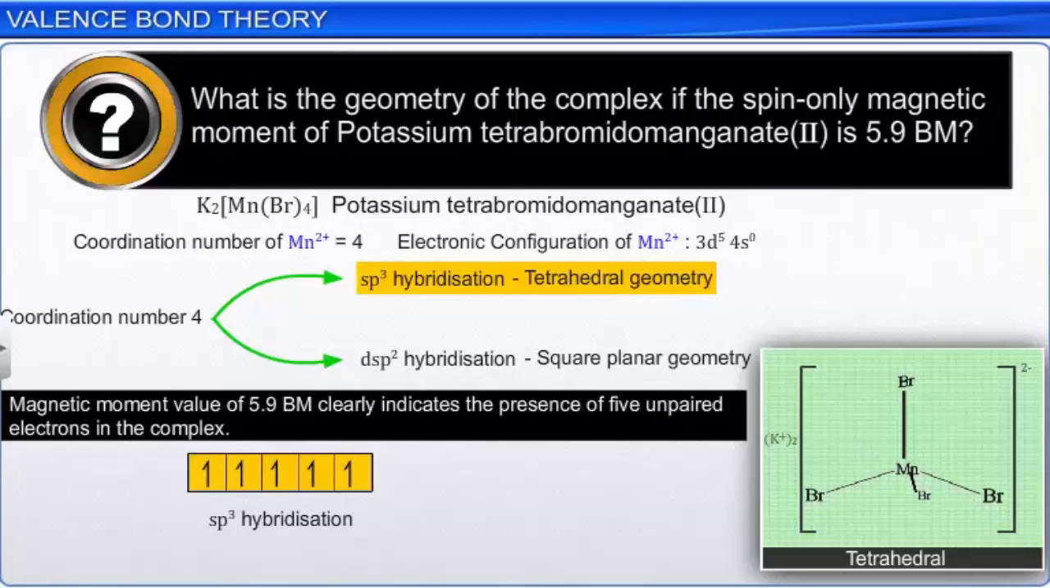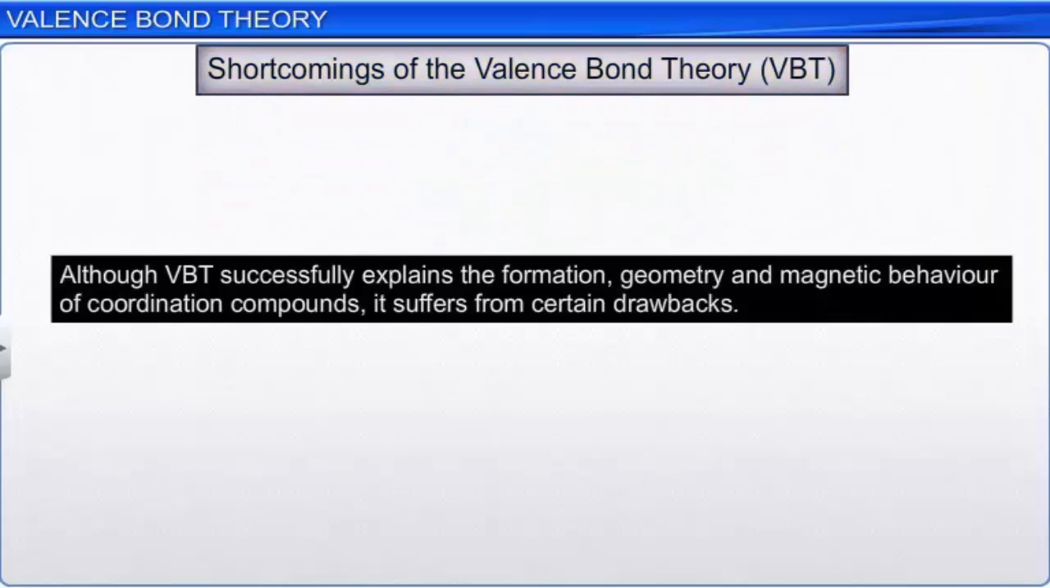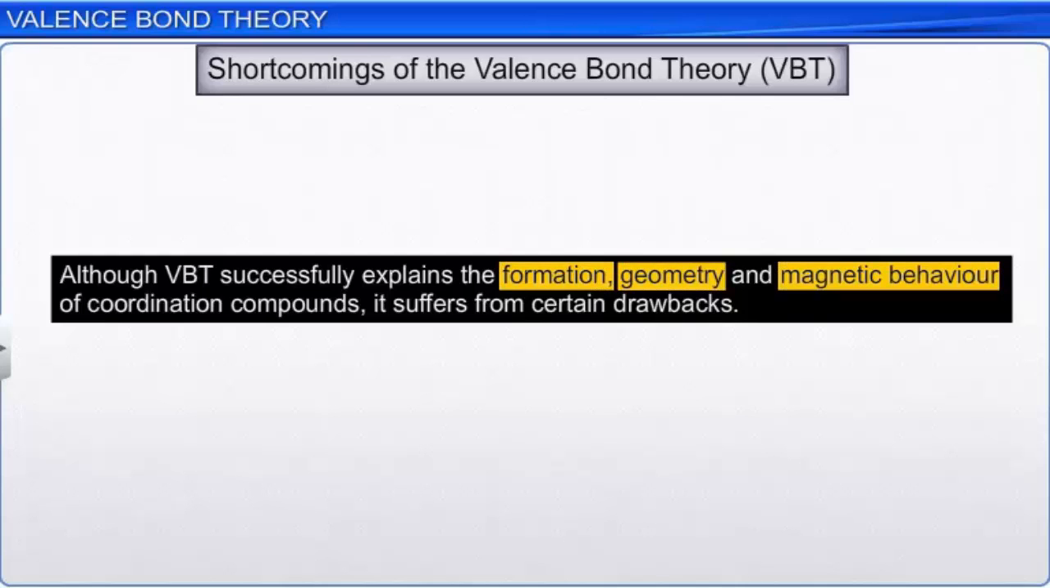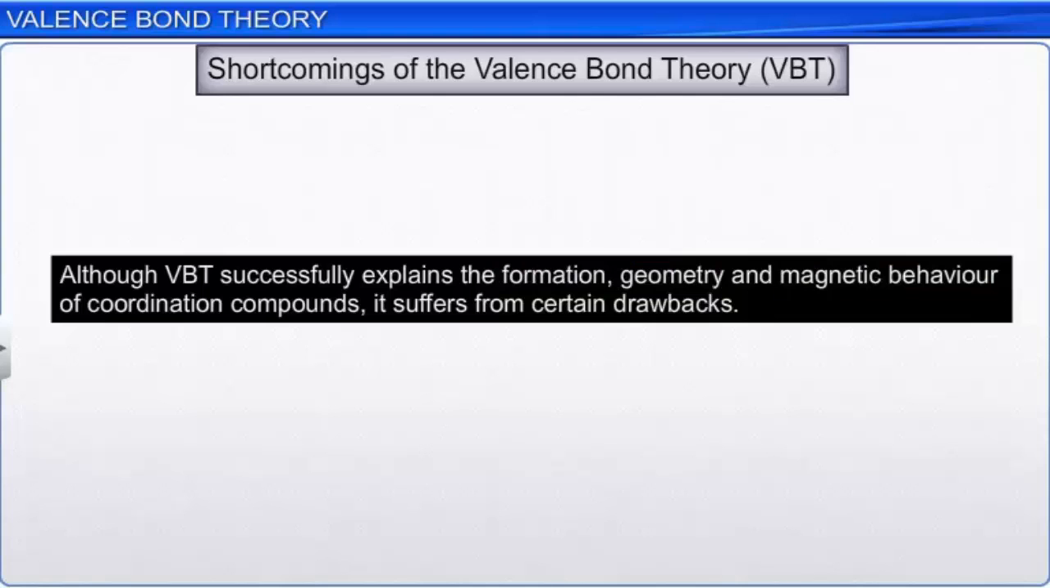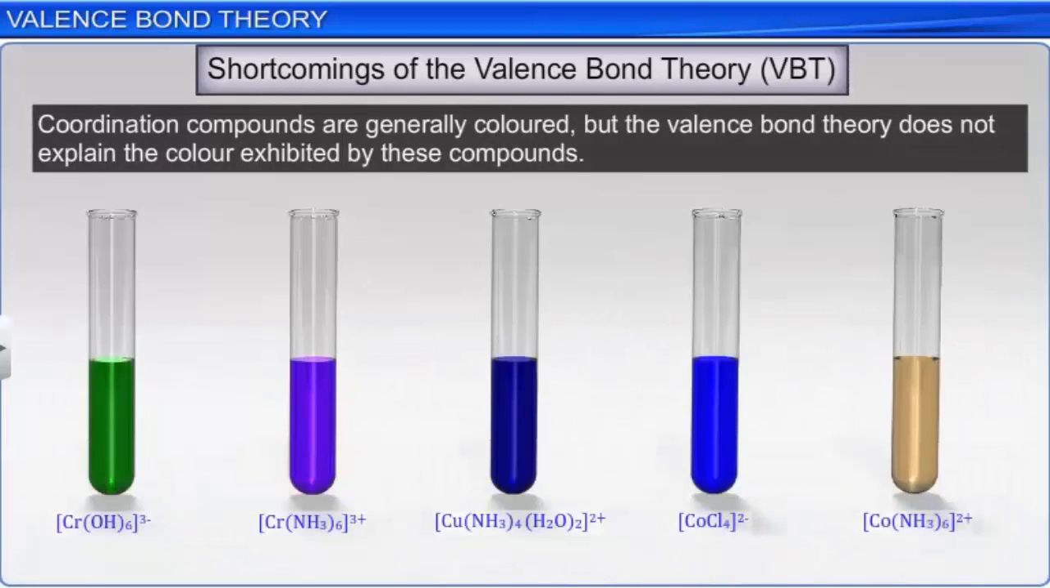Let us now look at the shortcomings of the valence bond theory. Although the valence bond theory successfully explains the formation, geometry and magnetic behavior of coordination compounds, it suffers from certain drawbacks. They are: coordination compounds are generally colored, but the valence bond theory does not explain the color exhibited by these compounds. This theory does not provide a quantitative interpretation of the stability of the complexes.